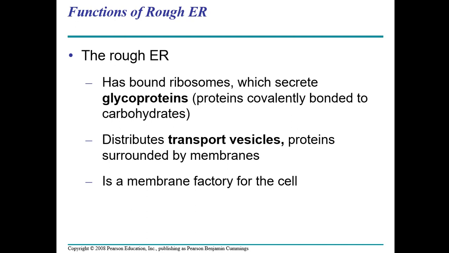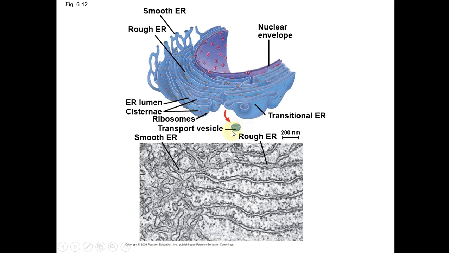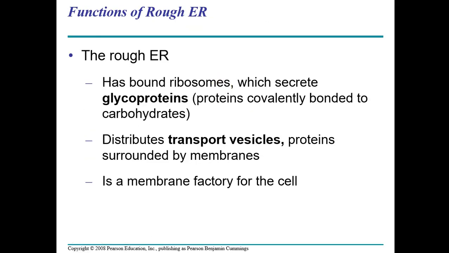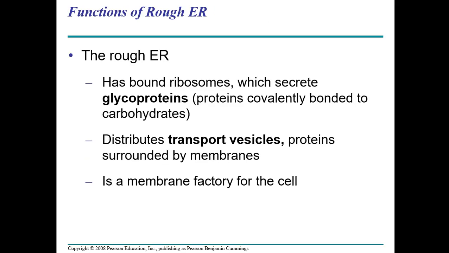Okay, so yan. So, ano nga yung rough ER? They secrete glycoproteins. They distribute transport vesicle. So, kaya dito, kung makikita nyo, yung vesicle or transport vesicle, galing siya sa transitional ER, which is a rough endoplasmic reticulum. Ano yung vesicles? They are proteins surrounded by membranes. Para siyang bubble-like, ito yung sabi ko. Okay, proteins are bounded by membranes for protection then. Okay. It's a membrane factory of the cell.